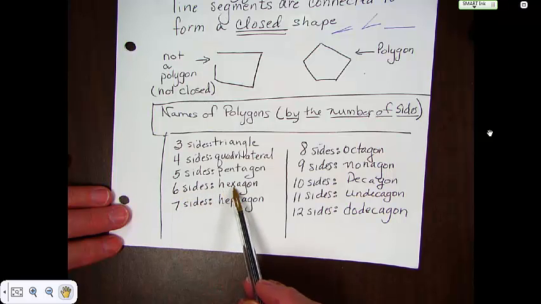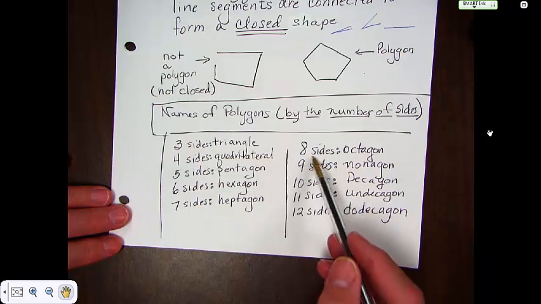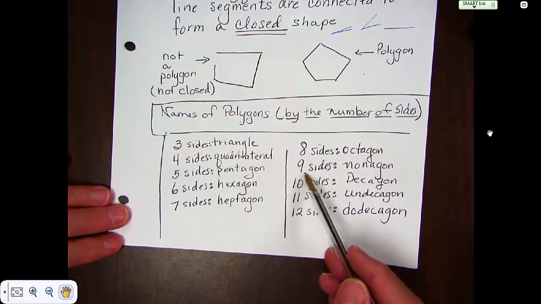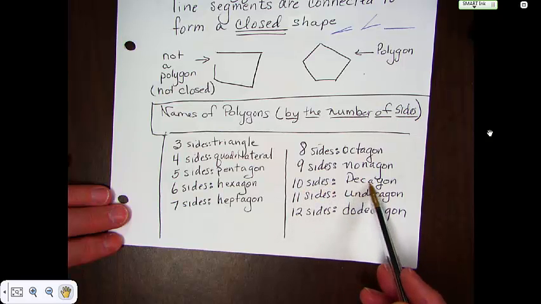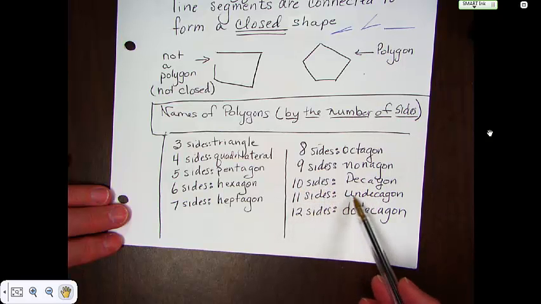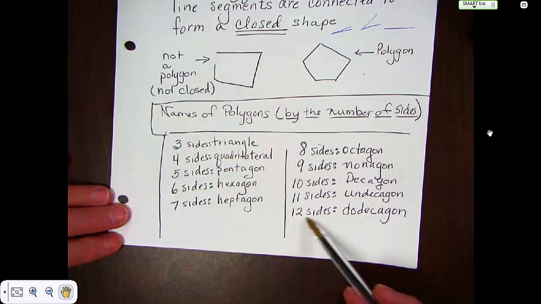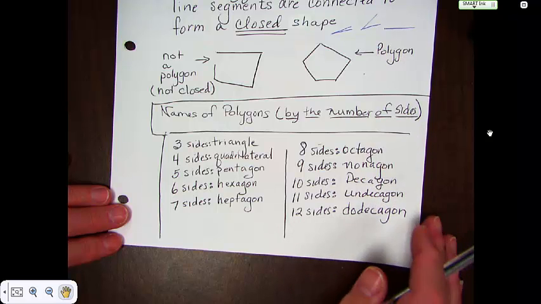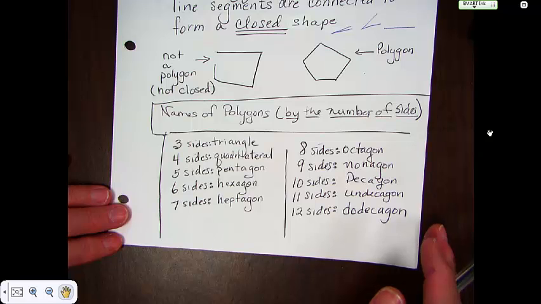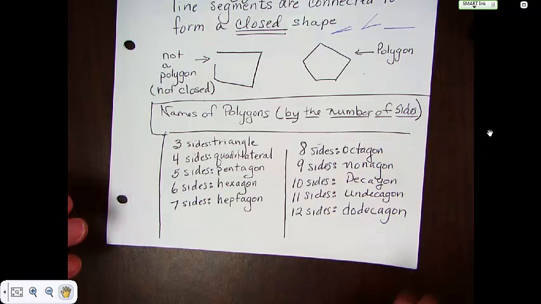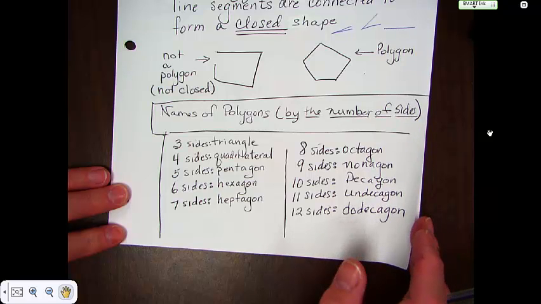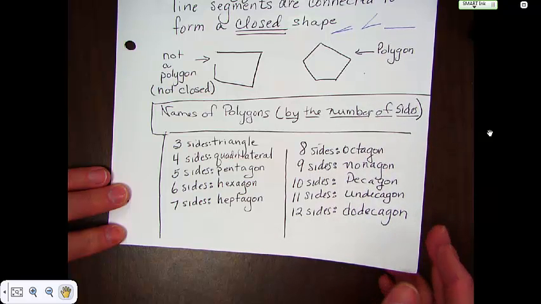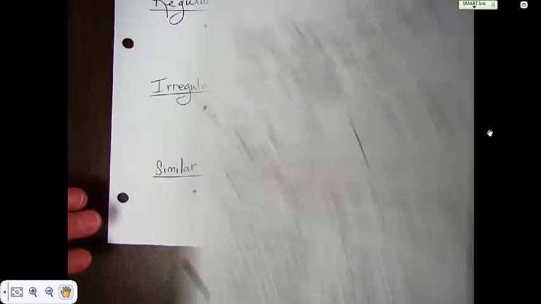Six is a hexagon. 7 sides, heptagon. 8 sides, octagon. 9 sides, nonagon. 10 sides, decagon. 11 sides, undecagon. And 12 sides is dodecagon. Kind of hard to pronounce sometimes, but that is as far as we'll go as far as naming them. There are more names for larger items with bigger sides, but that's where we'll stop today.